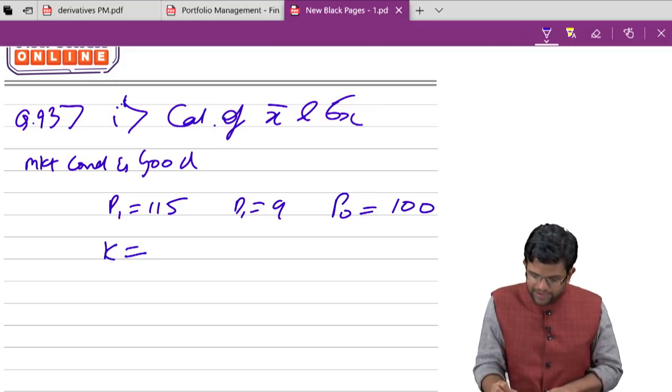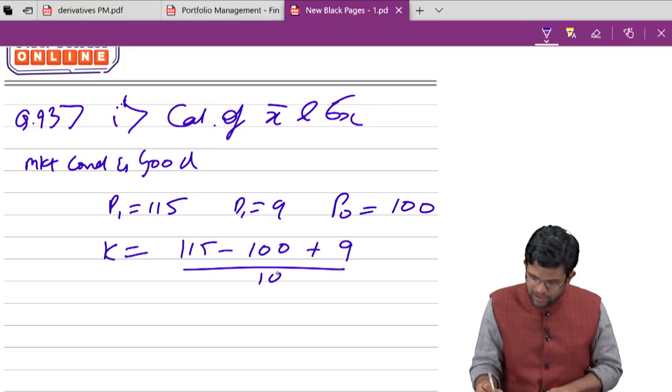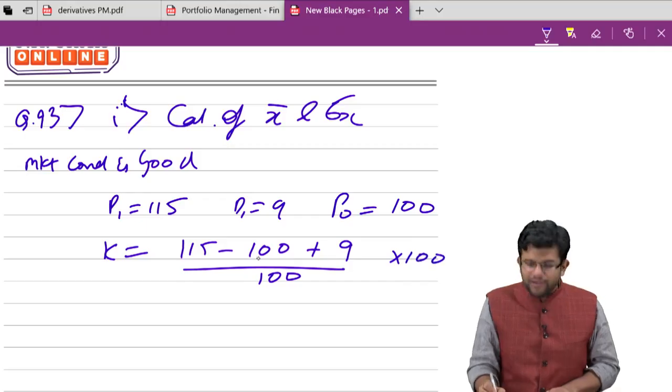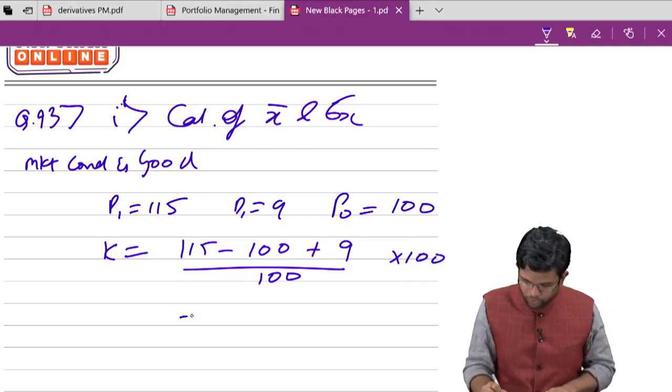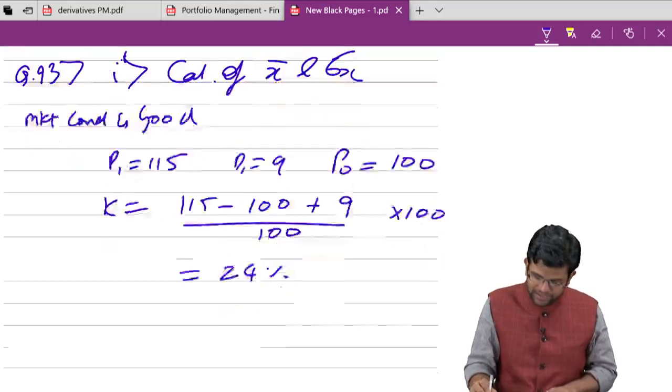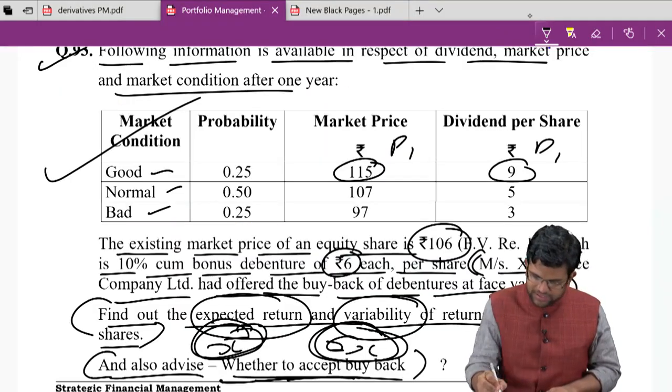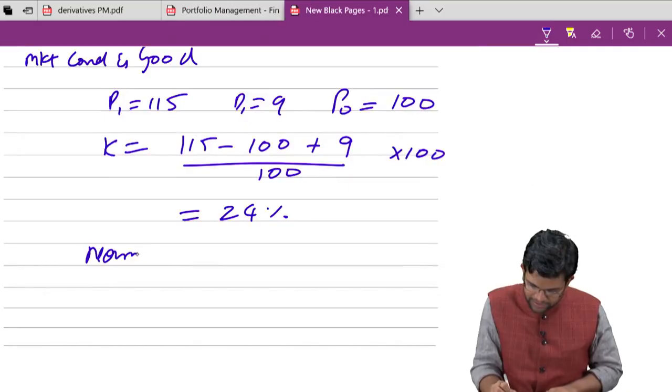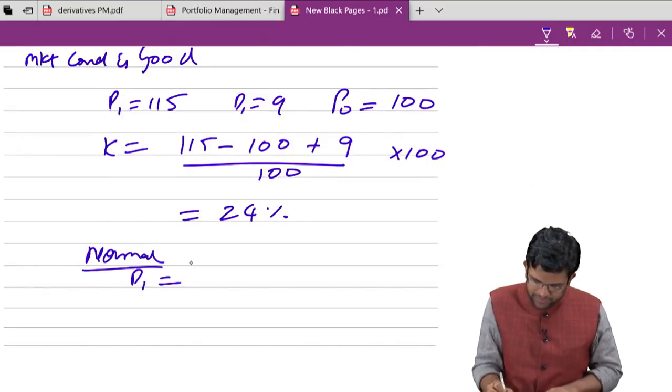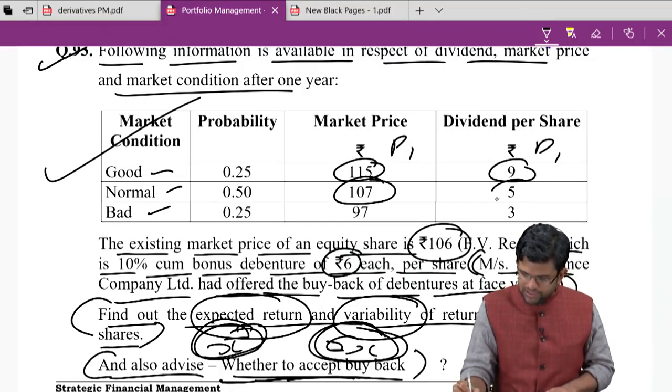So tell me what will be my K? 115, P1 minus P0 plus D1 upon P0 into 100. 15 plus 9 is 24. This will give me 24%, correct? If the market condition, students, next is normal. If the market condition is normal, what is P1? P1, students, is 107, D1 is 5.